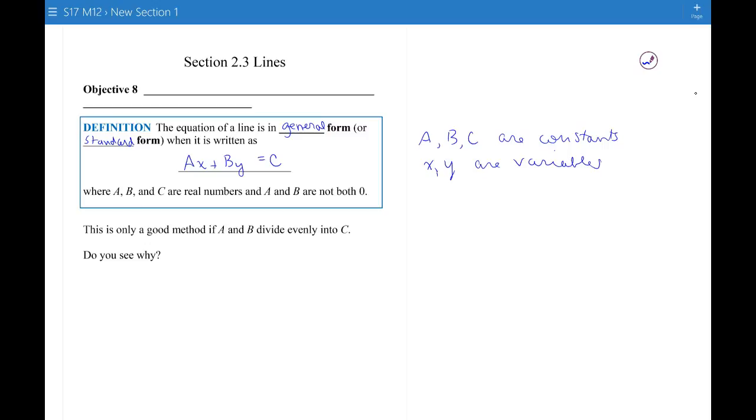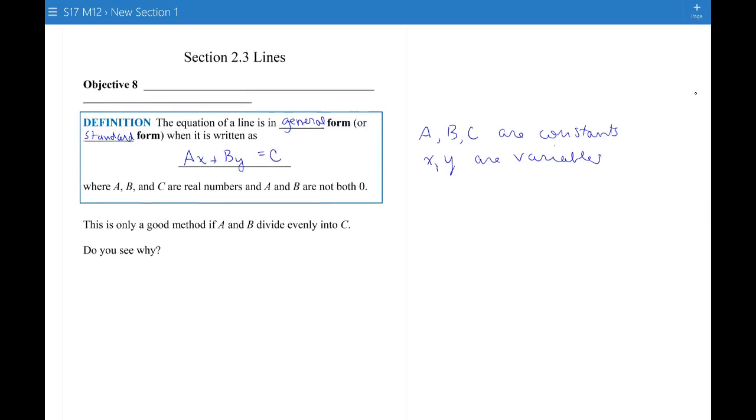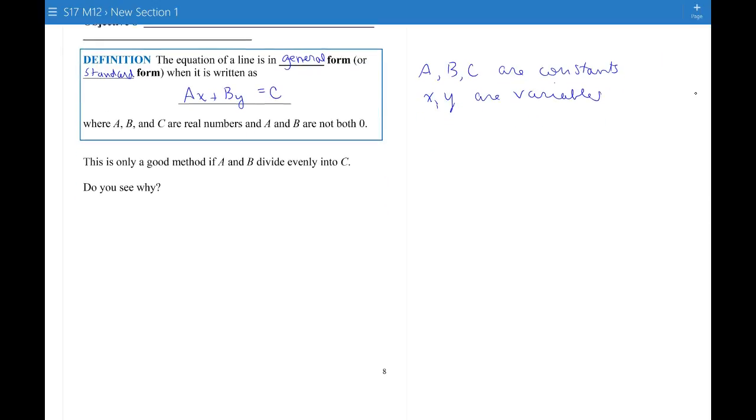So A and B can't both be 0, or that doesn't even make any sense. And this is really only a good method if A and B divide evenly into C. And let's see if you can see why. Let's look at 2x plus 3y equals 6.